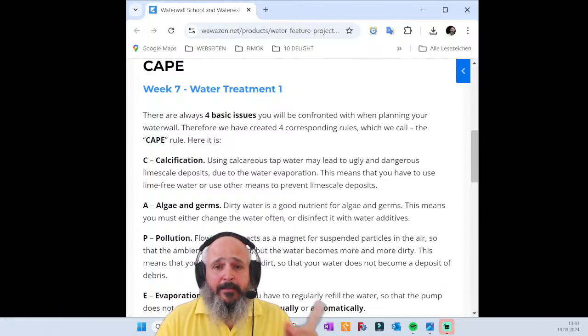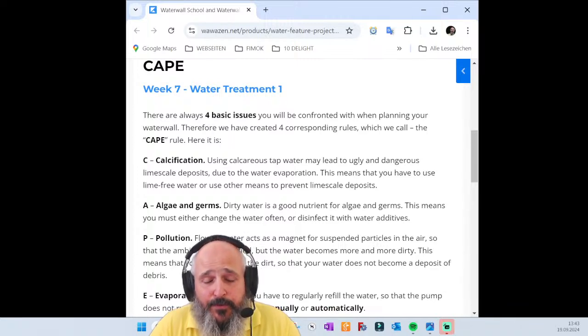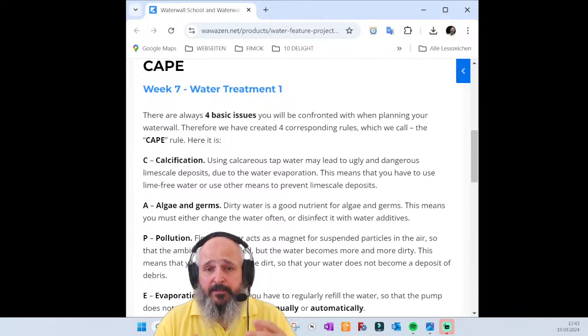And the last one stands for E, for evaporation, which means water is permanently evaporating inside your waterfall, and then the water level is sinking. If it sinks too much, your pump is going to suck air, it's going to get loud, and then after a short while it's going to break because it's overheated. So you want to avoid that.